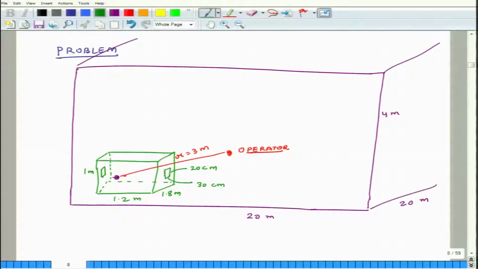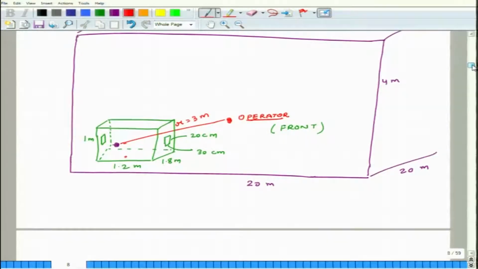One thing I made a little inaccurately is, the operator is 3 meters away, but the operator is in the front of the machine. The way I have drawn it here is that he is on the side and the windows are also on the side, but in reality the operator is on the front of the machine. So, the operator is somewhere here, but 3 meters away.